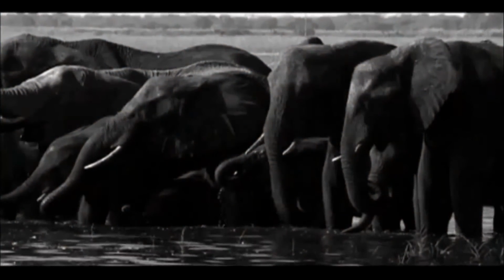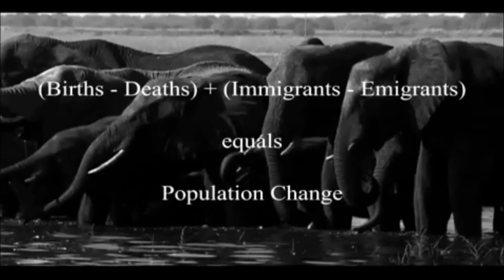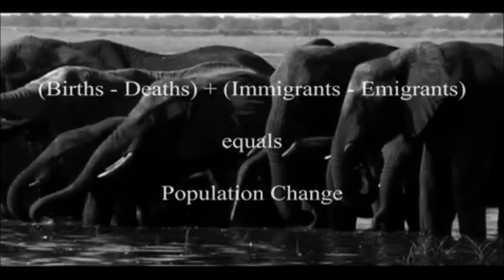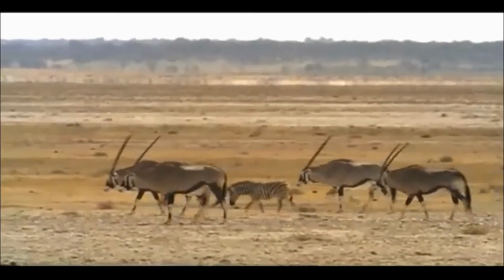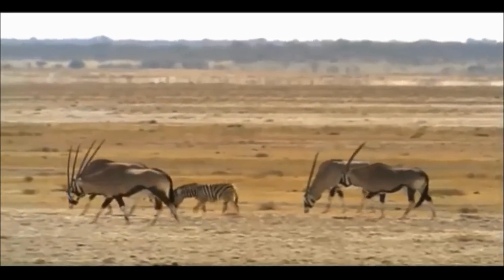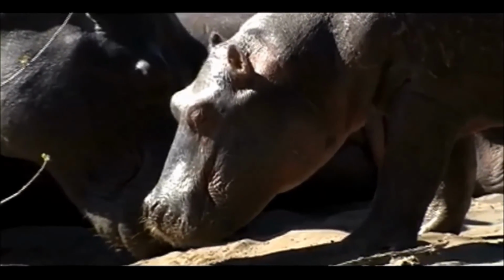Thus, the equation for population change is births minus deaths plus immigrants minus emigrants equals population change. In many natural populations, in and out migration contributes relatively little to population change, leaving birth and death rates as the primary influence on population. Let's talk about population size growth, so when populations increase in size.